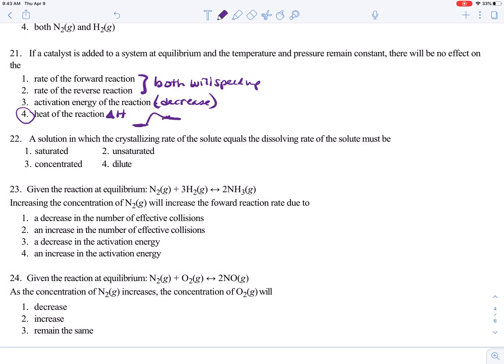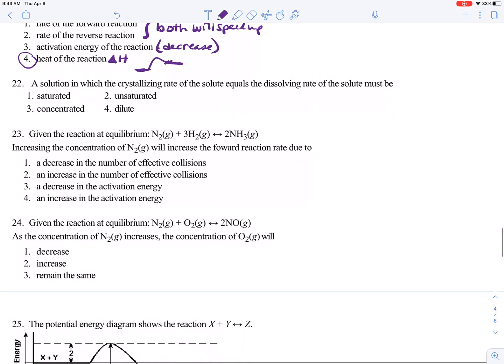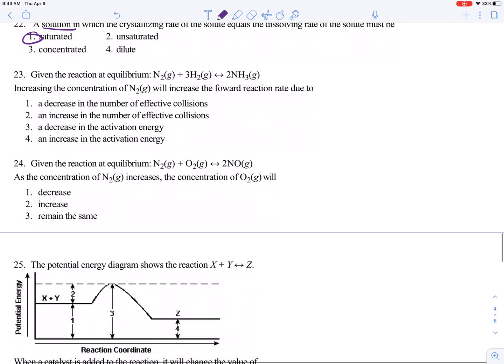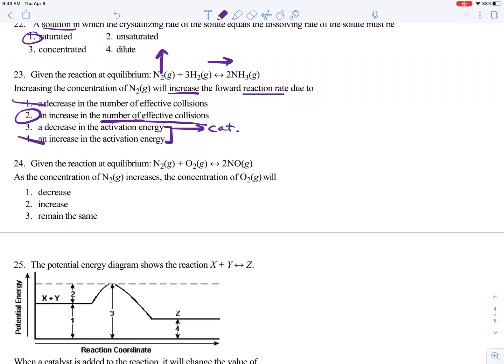Number 22, a solution in which the crystallizing rate equals the dissolving rate. This is a solution equilibrium. The saturated solution is at equilibrium. 23, increasing the nitrogen would increase the forward reaction due to what? All right, if you're talking about increasing a reaction rate, it's because there are more effective collisions. The only thing that's going to change, well, nothing's going to increase activation energy. The only thing that's going to decrease activation energy is a catalyst. And a decrease in collisions would slow it down.